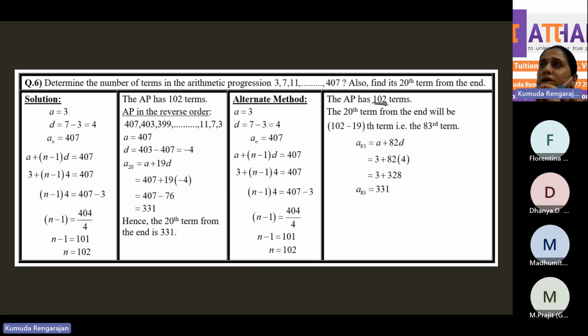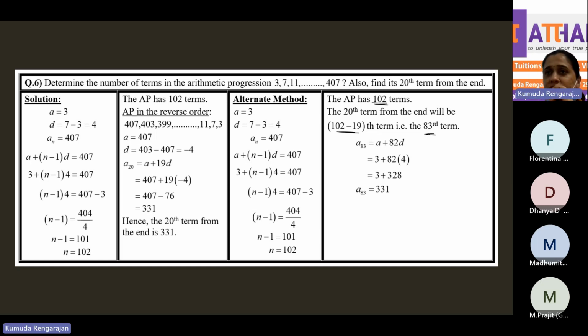Now you want to find the 20th term from behind. So 102 minus 19. You should not do 102 minus 20. 1 less than 20 is 19. So 102 minus 19, that's 83. So the 83rd term, that is the 83rd term from the beginning, is the 20th term from the end.